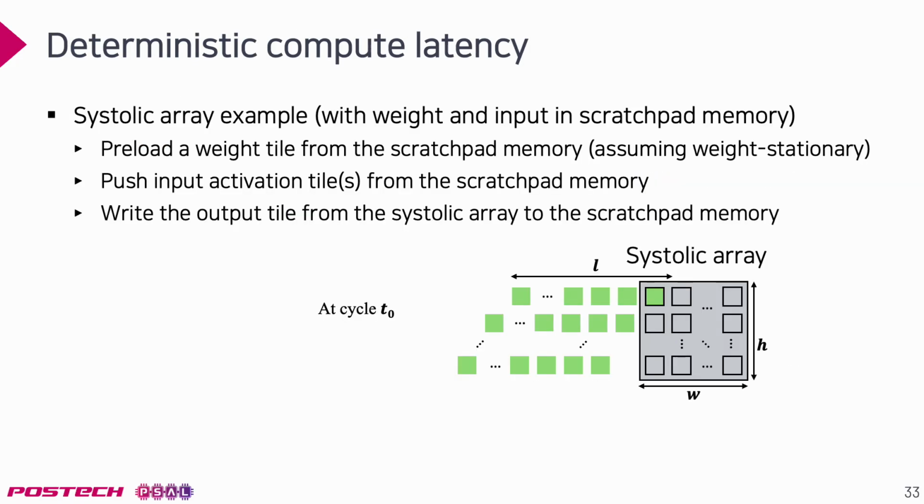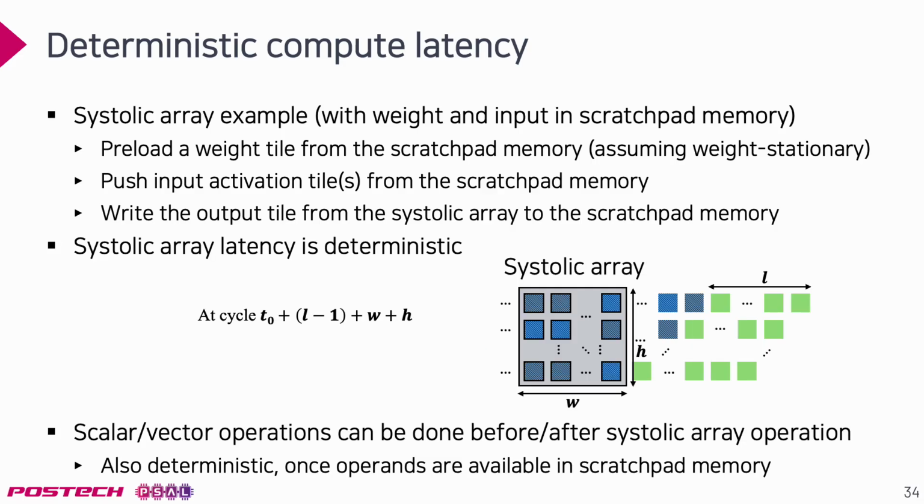So for example, let's assume a simple systolic array, which is a weight stationary systolic array in this case, and also let's assume that the data are available in the scratchpad memory. The way the systolic array works is you preload the weight tile from the scratchpad memory to the systolic array, and then push input activation tiles from the scratchpad memory to the systolic array. Then after a number of cycles, the result will be available from the systolic array, and you can write it back to the scratchpad memory.